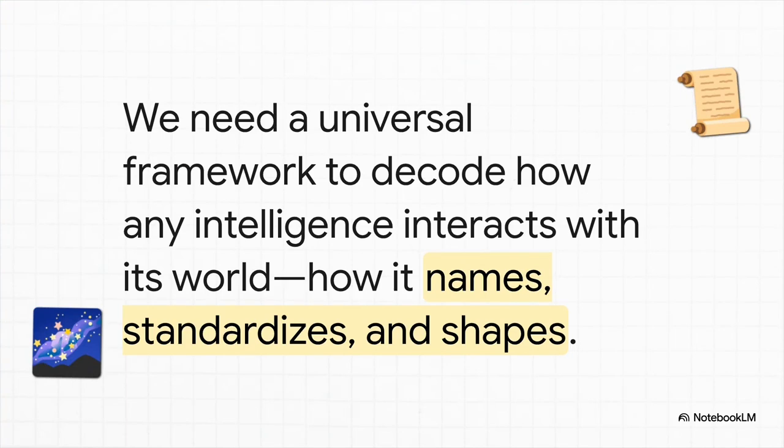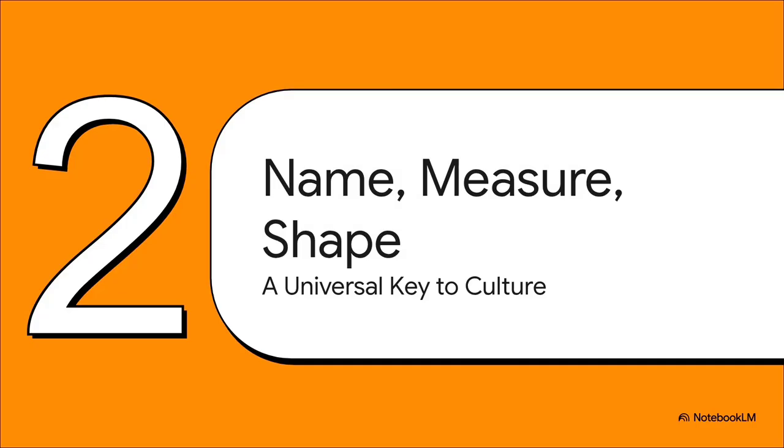So, to bridge a gap that massive, you've got to take a step back. Before we can even think about understanding their words, we need some kind of universal blueprint for how any intelligence interacts with its environment. How does it name things? How does it measure stuff? And how does it ultimately build its world? And it turns out we might actually have a tool for this.